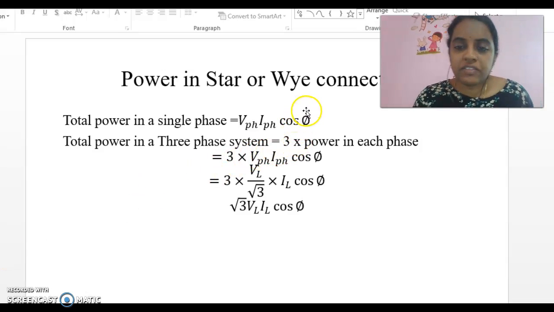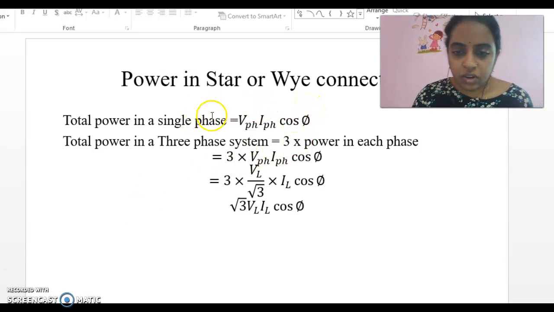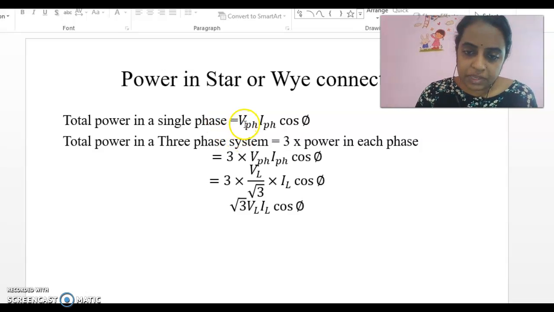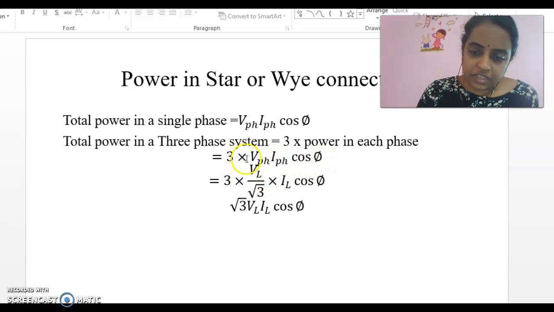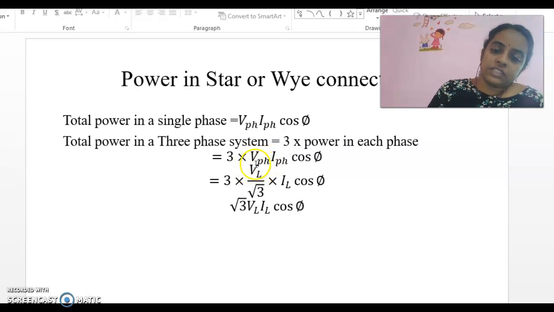Next, power in star connection. We know AC power in a single phase system is V phase into I phase into cos phi. So power in a three-phase system is 3 times the power in a single phase system, 3 into V phase into I phase into cos phi. We know the relationship between phase voltage and line voltage, VL equals root 3 V phase. So V phase equals VL divided by root 3, and I phase equals IL. So the power equals root 3 VL IL cos phi.